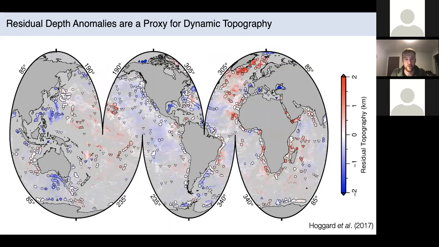The first is residual depth anomalies. The way these work is in the oceans, we know how seafloor height changes with the age of the seafloor. As the oceans grow away from the ridge, they subside at a predictable rate, and we can measure the difference between the observed seafloor depth and what we predict from the model, and we say that these changes are due to dynamic topography. Unfortunately, these only work for the oceans.